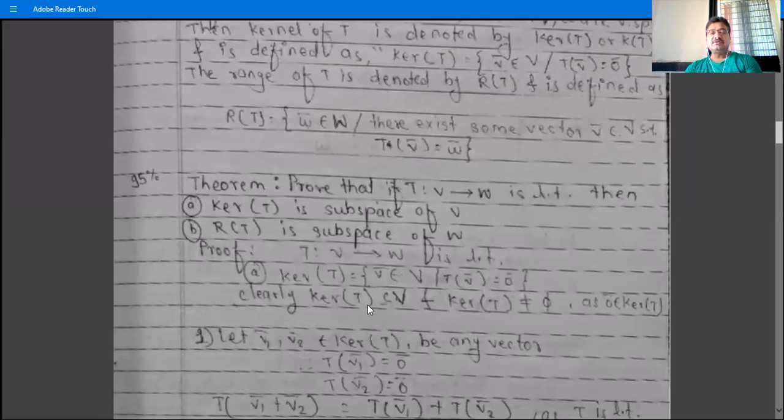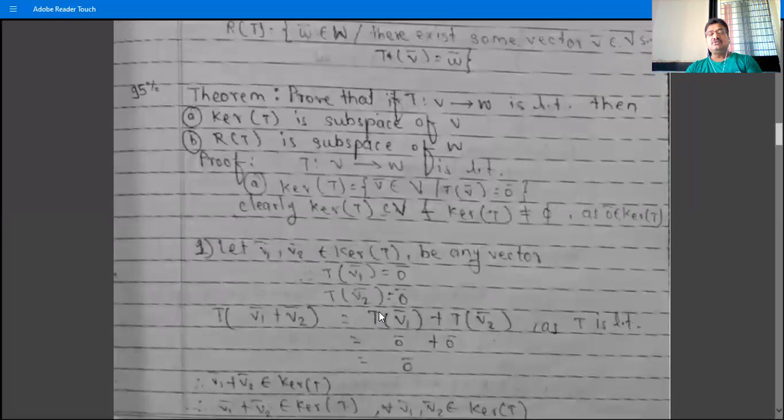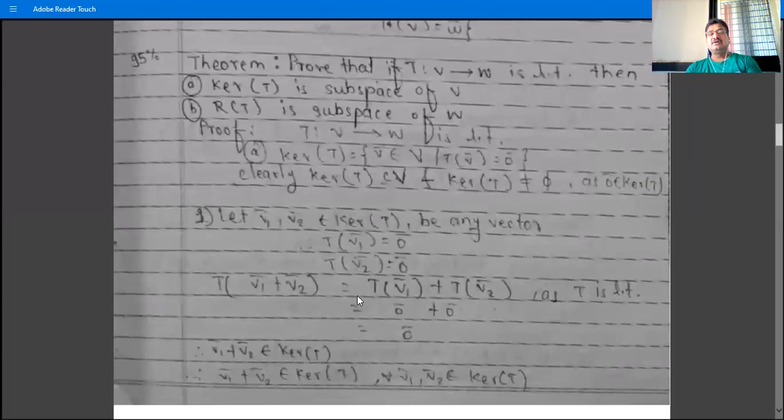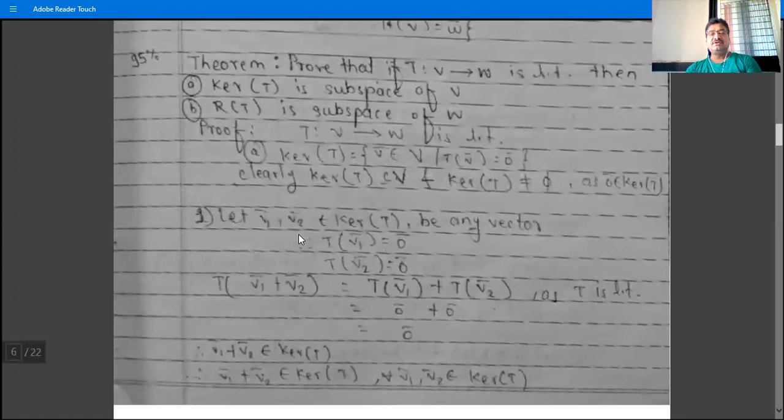So how can we show the subspace? We show the two conditions. What are those two conditions? Show the set is closed for addition, and show the set is closed for scalar multiplication. That is, the addition of every two elements of kernel of T belongs to kernel of T. In order to show kernel of T is a subspace of V, we have to show two conditions.